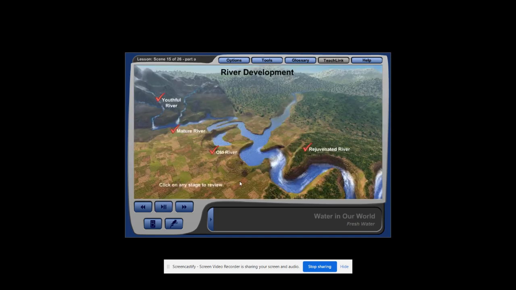Click on any of the stages of stream development to review, or to learn about deposition, click Continue.